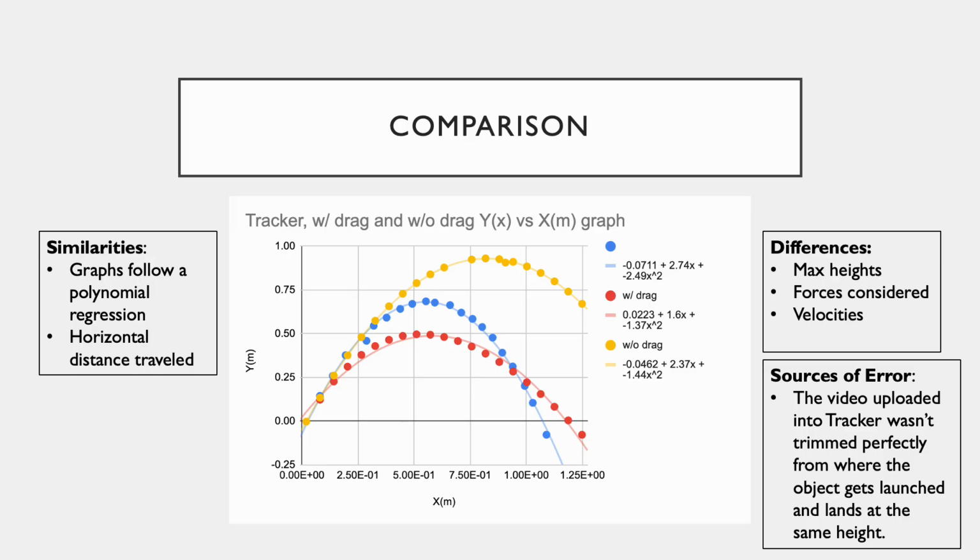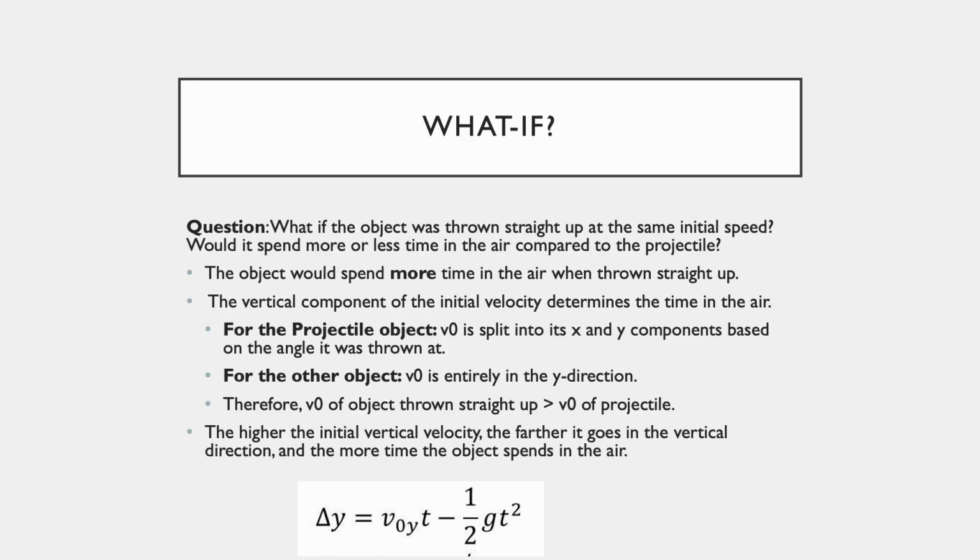To address some sources of error, the video uploaded into Tracker was not likely trimmed perfectly, where the object gets launched and lands at the same height. This could explain why the tracker graph isn't a perfect symmetrical parabola, and it starts at a different height than it lands at. Now moving on to the what-if question.